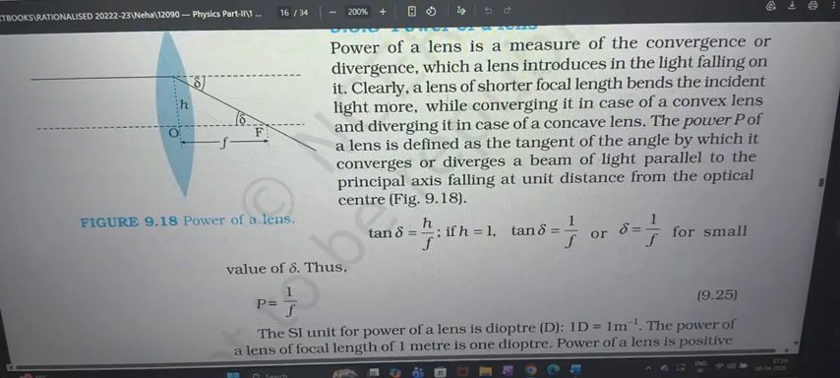Now, whenever there is a lens of shorter focal length, it bends the incident light more. That's why we prefer lenses with shorter focal length, so that they make the light rays bend more. Obviously, if the focal length is less, meaning the principal focus is closer, then the bending will be more, by a larger angle.